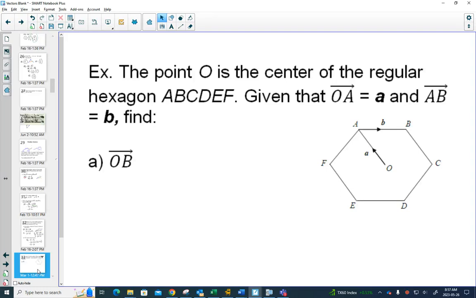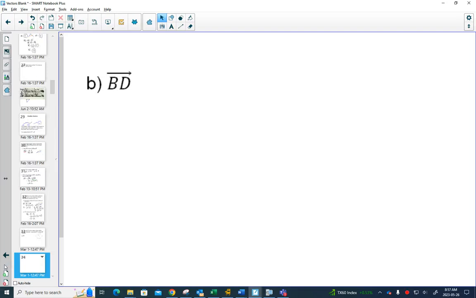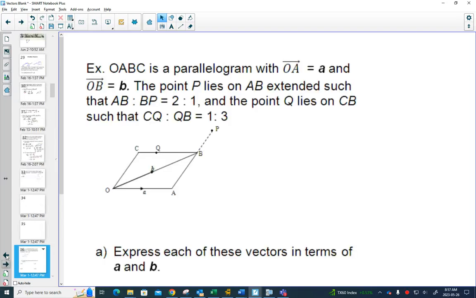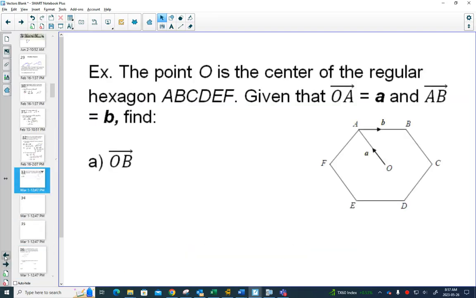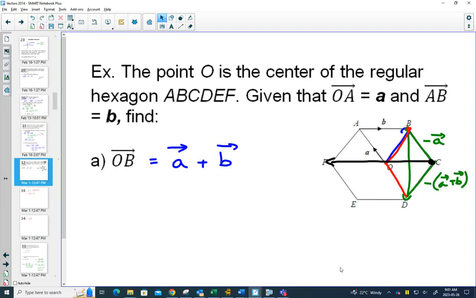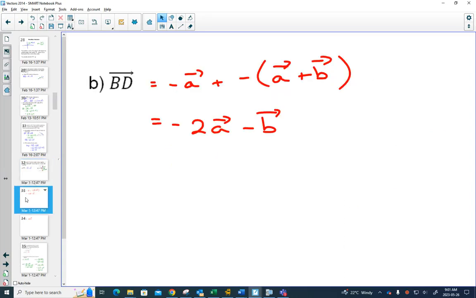So I'd like you to try writing out these three on your own. All right, did you get A plus B to go from O to D? And then to go from B to D, you could go minus 2 A's minus a B.